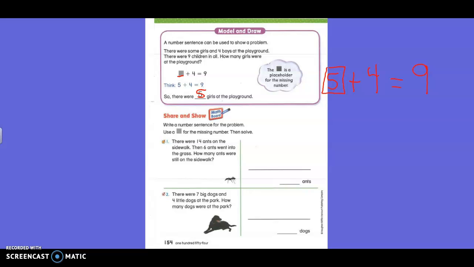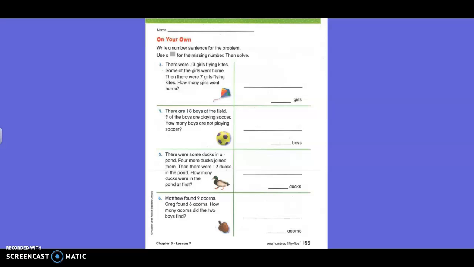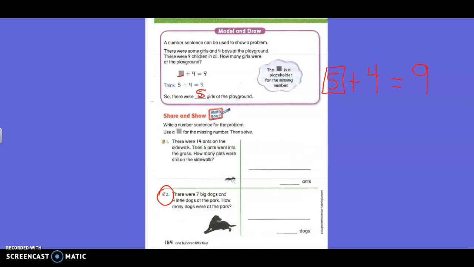Now, this is what I'm going to have you do. With your partner, you're going to do number 2, and you can do number 3 together. You have to do 4, 5, and 6 by yourself. Okay? Got it? Okay, we're going to do number 1 together as a whole class. Okay? Let's read the share and show. Write a number sentence for the problem. Use a box for the missing number, then solve.